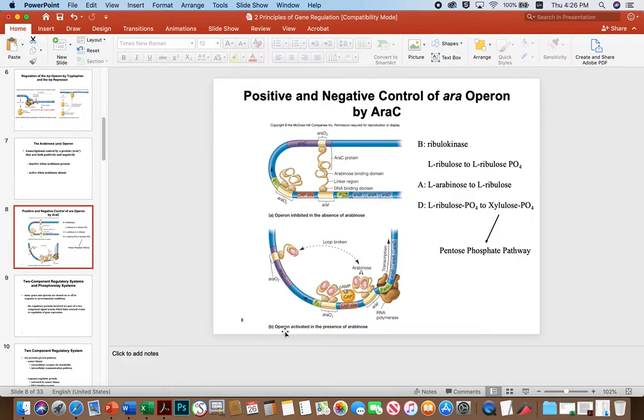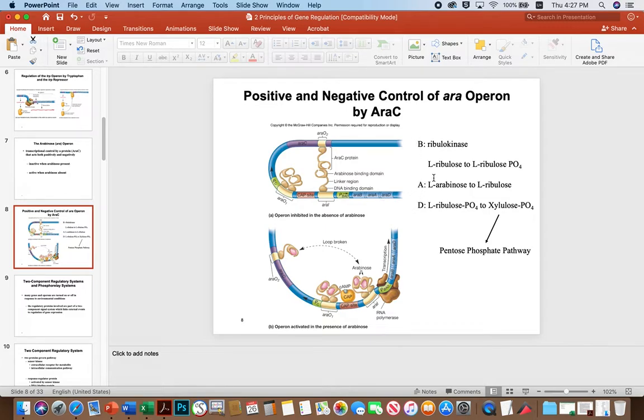Over here in cartoon B, the operon is activated in the presence of arabinose, and so each of these Ara-Cs binds to arabinose, and that turns them into activators essentially. This weird little loop is broken, and then these Ara-C arabinose complexes can become activators to initiate transcription. And so what you're seeing here is I threw these in just so you can see the Ara-B, Ara-A, and Ara-D genes.